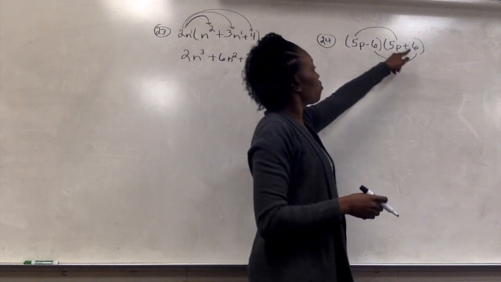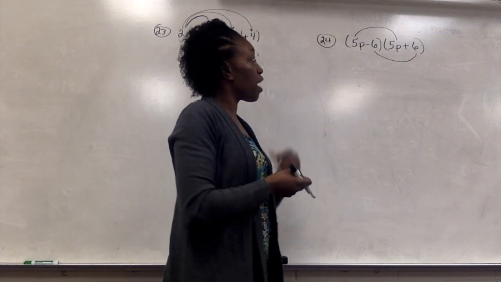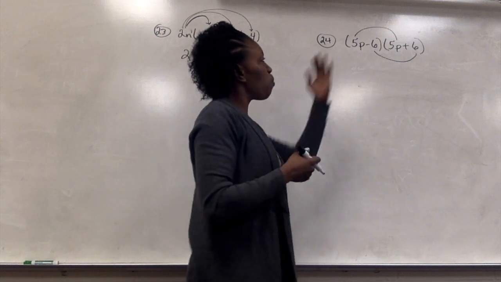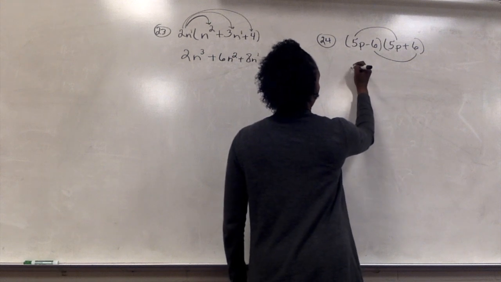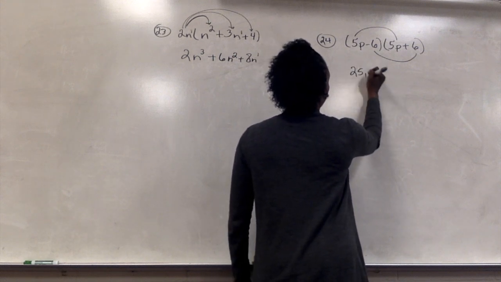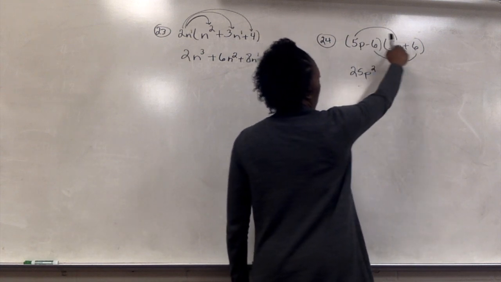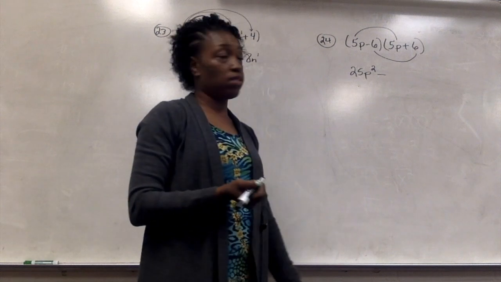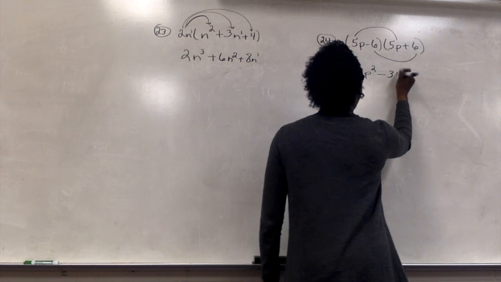So these 2 signs kind of represent your O and your I, okay? So we got our outer and our inner, they really cancel out because they're opposites. That's the point when you have it this way. So here I'm just going to multiply 5 times 5 to give me 25, and p times p gives me p squared. Now, since I'm multiplying a negative times a positive, I know my sign in the middle will be negative or minus. And then I'm just going to multiply 6 times 6 is 36.